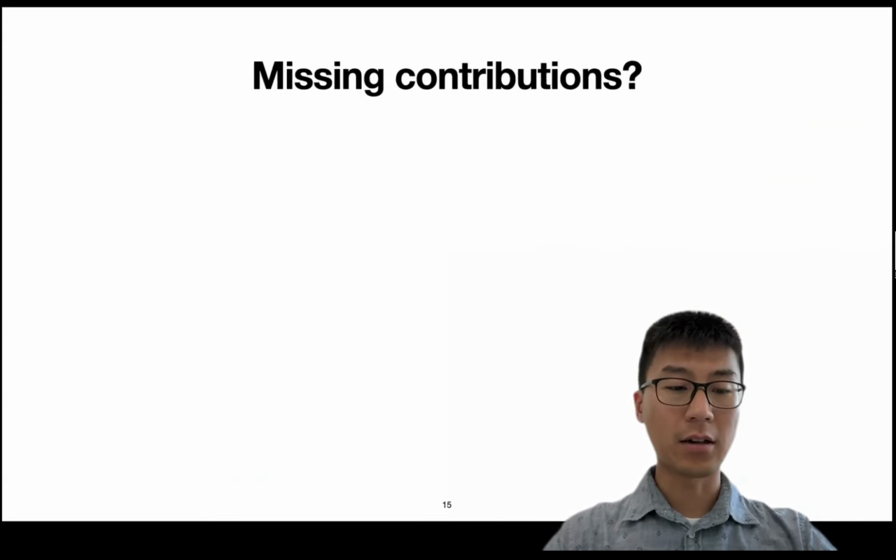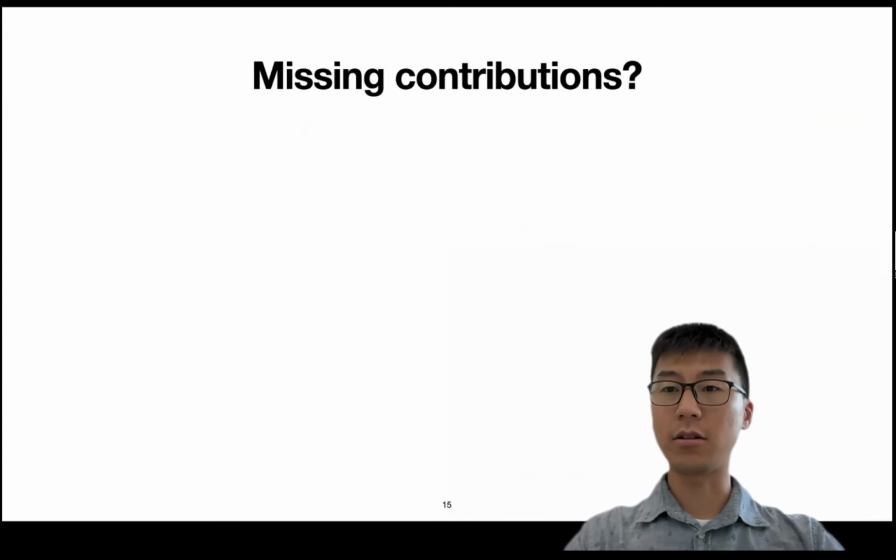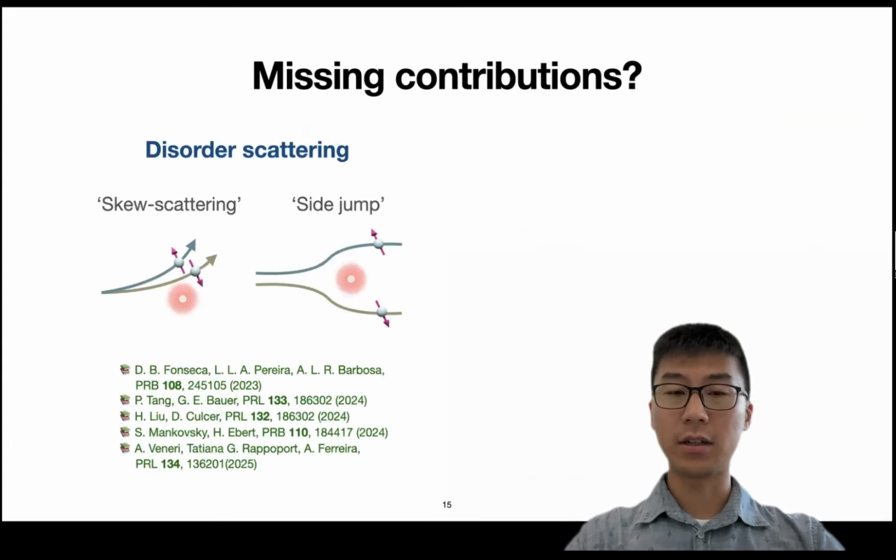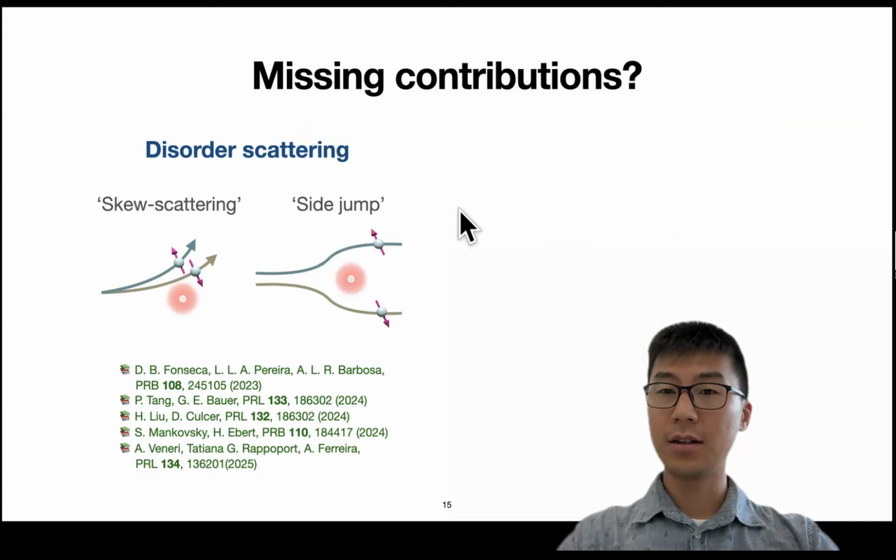But although I discussed a lot of mechanisms on orbital Edelstein and orbital Hall effect, there are missing contributions that are currently actively studied. The first effect that we need to consider is disorder scattering. This can lead to, for example, skew scattering or side jump. Skew scattering is like billiards with a spinning ball. So different spinning balls will have different scatterings.